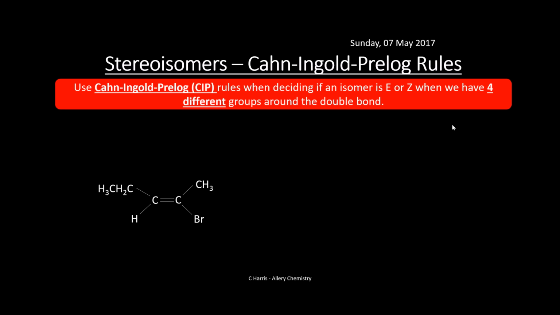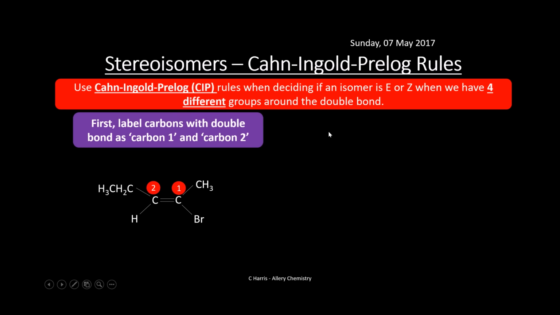So look at this example here. You can see that we've got four different groups. Unlike the previous one, where we had two hydrogens, here what we've got is an H, a Br, a CH3, and a CH2CH3 attached on here. So all these are different, and that's going to be really difficult when we're using the normal rules.